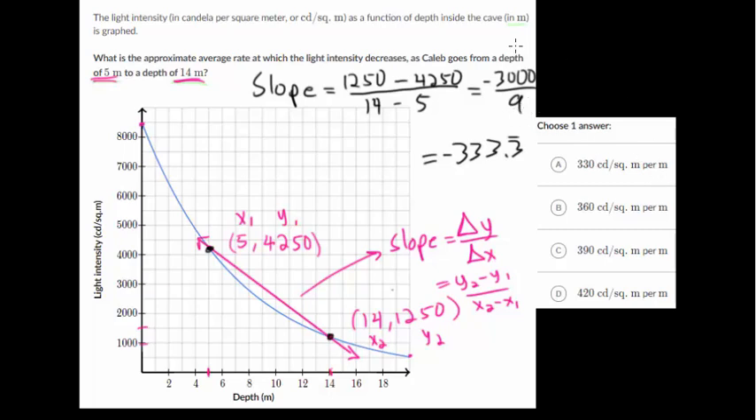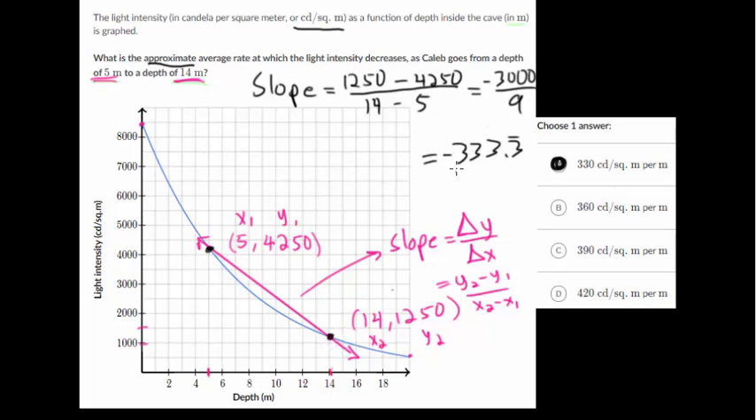Because we have meters down below and the units up top, candelas per square meter, that's the y values. And this is just an approximation. So at this point you can round it, and the closest one that it's to is this 330 candelas per square meter per meter. And the reason it's not exact is because it's not easy to tell what the y values are on the curve. You can only really approximate this.